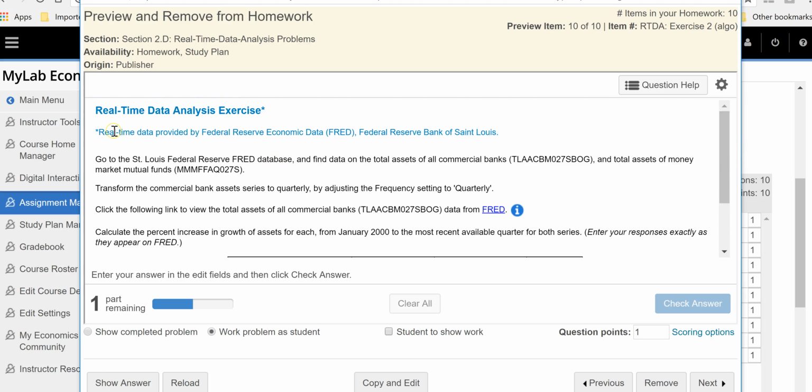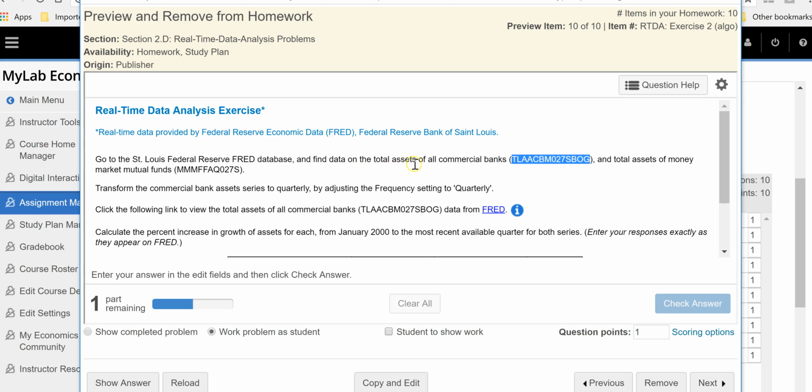This again is a real-time data analysis exercise. Go to the St. Louis Federal Reserve FRED database and find data on the total assets of all commercial banks. Again, this symbol here is very important, because if you just put this number into the database, as I will show you, it can directly give you the data series. So there's no confusion.